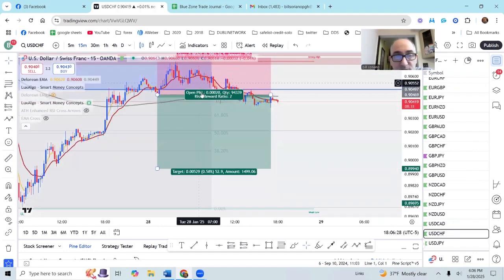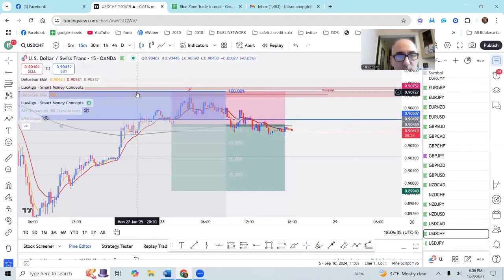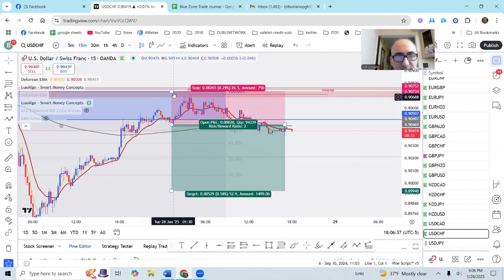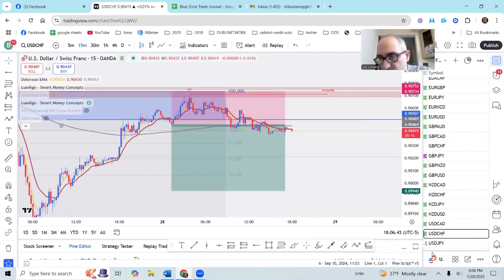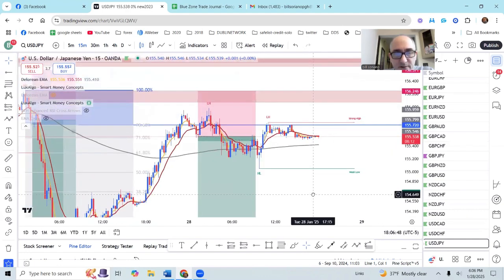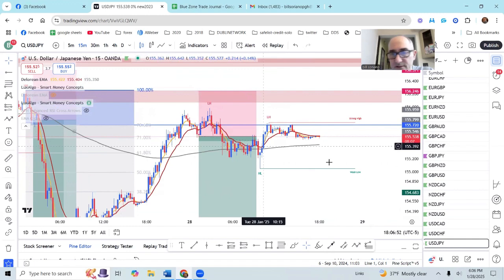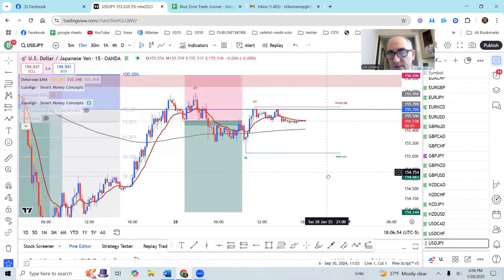USDCHF, this was a potential trade opportunity here. And again, the best thing to do when you get in is to use the top for sells here. We're going to use the top of our blue zone for our invalidation level. And USDJPY, the same thing here, right? We use the top of our blue zone here for our invalidation level. And these trades are ongoing.